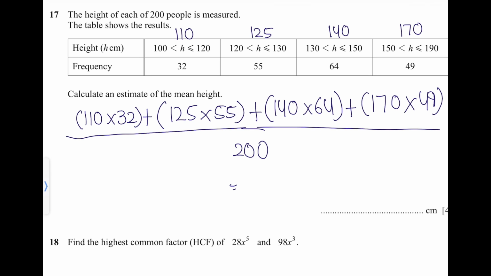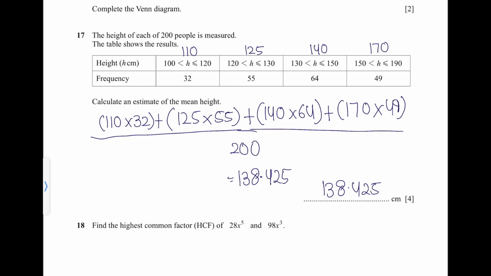If you do the calculation, you can simply put this on a calculator without doing any further calculations: 110 into 32 plus 125 into 55 plus 140 into 64 plus 170 into 49, divided by 200. That gives you 138.425. Now since it's the exact answer, most of the times I often had the exact answer.